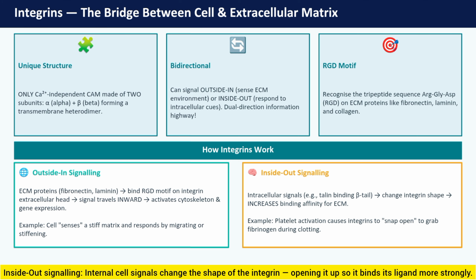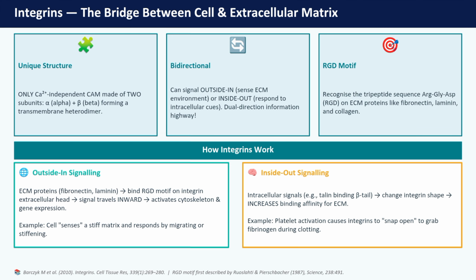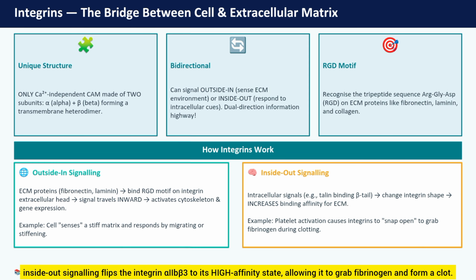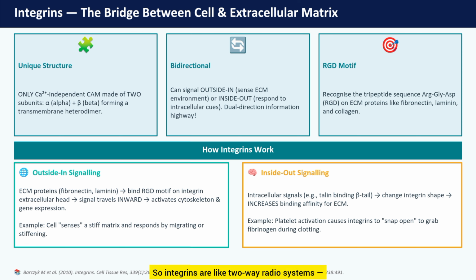Inside-out signaling. Internal cell signals change the shape of the integrin, opening it up so it binds its ligand more strongly. Classic example. When a platelet is activated, inside-out signaling flips the integrin alpha-IIb beta-3 to its high affinity state, allowing it to grab fibrinogen and form a clot. So integrins are like two-way radio systems. They can receive information from outside and transmit instructions from inside.